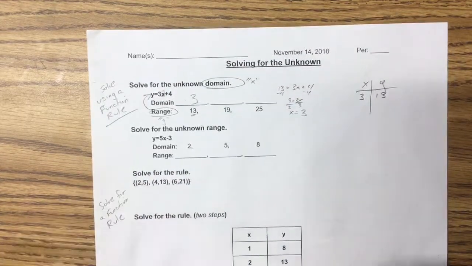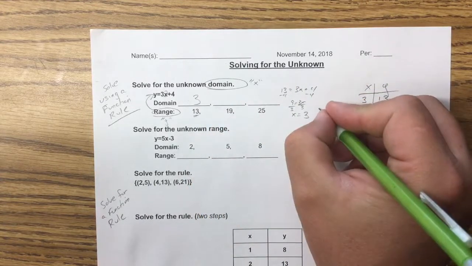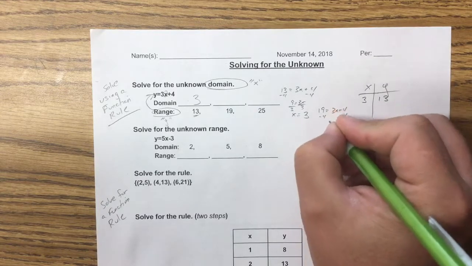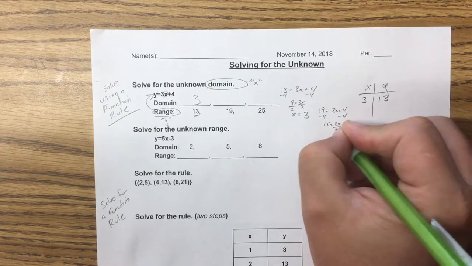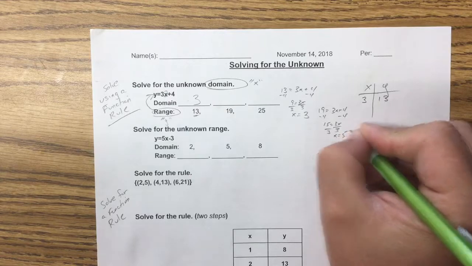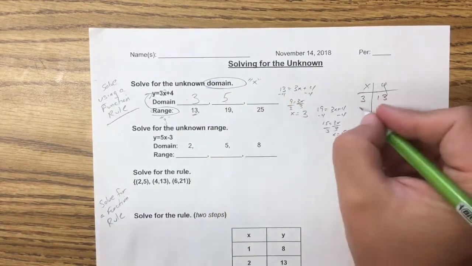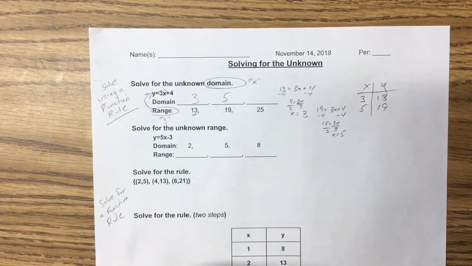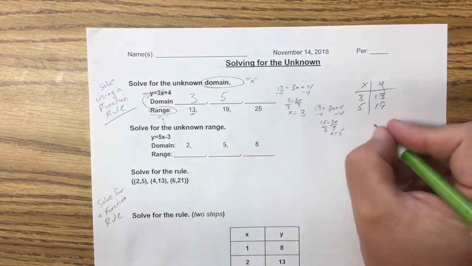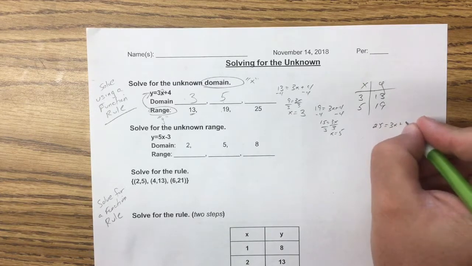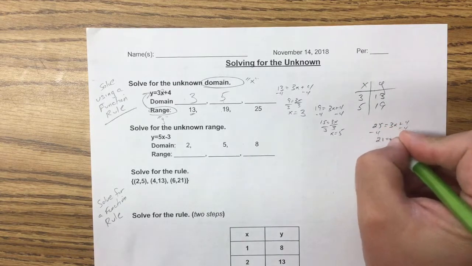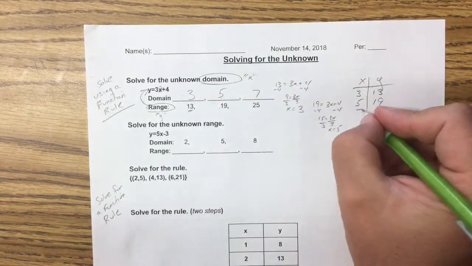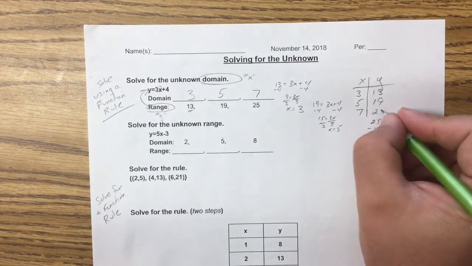We could then plug in this 19 equals 3x plus 4. Subtract 4 from both sides. 15 equals 3x. Divide by 3. x is equal to 5. So what that says is if I put 5 into the equation, I would get 19 out of the equation. And the last one says plug in 25 equals 3x plus 4. Subtract 4. 21 equals 3x. Divide by 3. x is equal to 7. So if I put 7 in, I'll get 25 out.